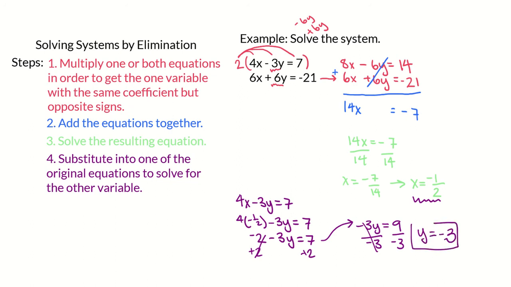So now we have our y value and our x value. So the solution x comma y is negative 1/2 comma negative 3.